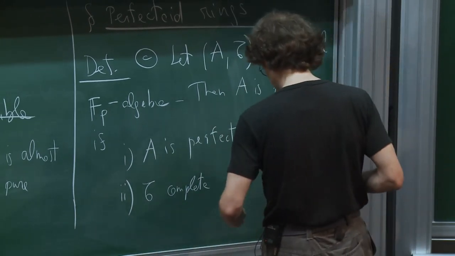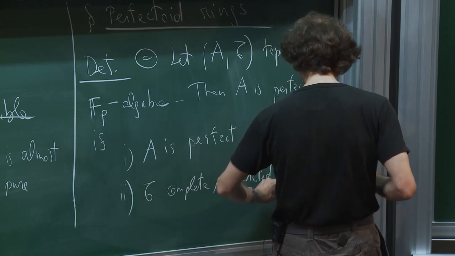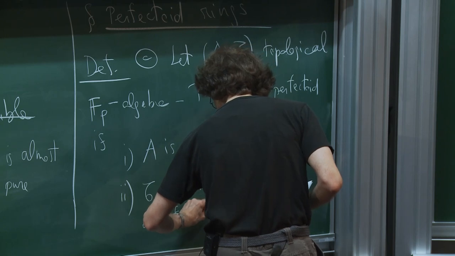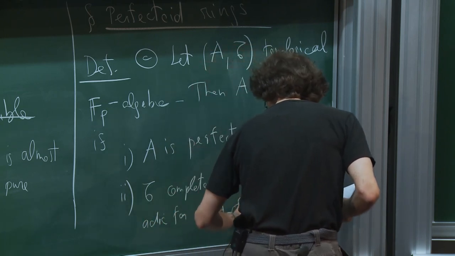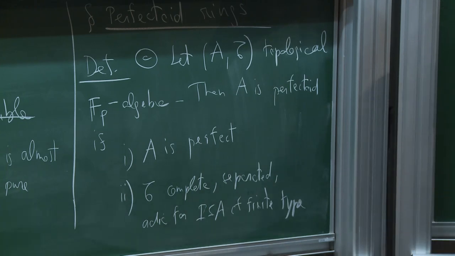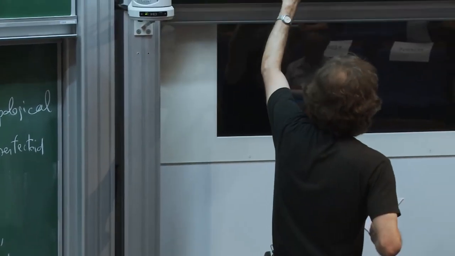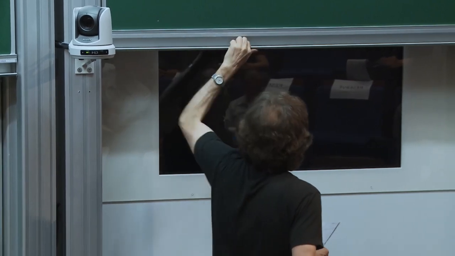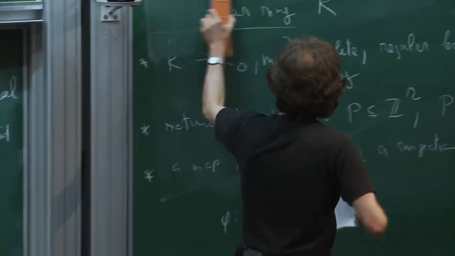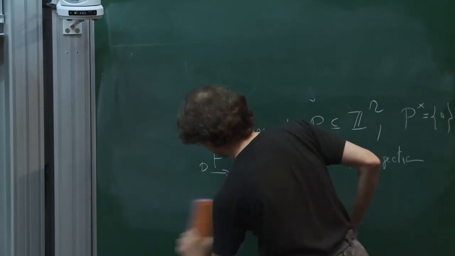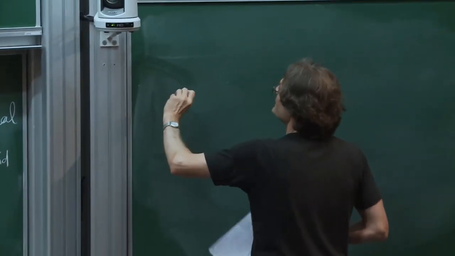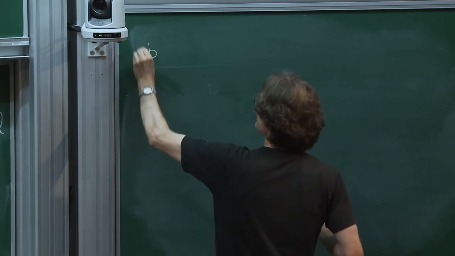Yes, T is the topology. Separated. And adic for an ideal of finite type. Then there is actually also an official definition of perfectoid in mixed characteristic, but instead of giving the official definition, which is technical and not very illuminating, I give an equivalent characterization. Which actually, at this point, if you paid close attention to the previous lecture, you could even maybe guess.